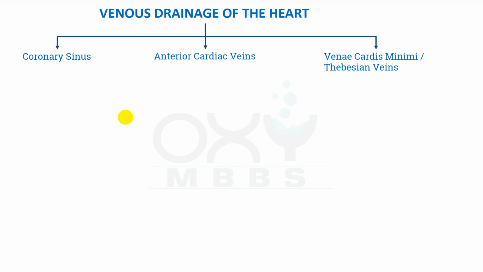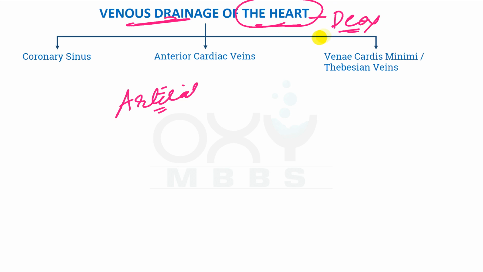Hi friends, in the last video we discussed the arterial blood supply to the heart, and in this video we will discuss the venous drainage of the heart. So our heart mainly drains the deoxygenated blood into the coronary sinus, anterior cardiac veins and the venae cordis minimae, that are also called Thebesian veins.